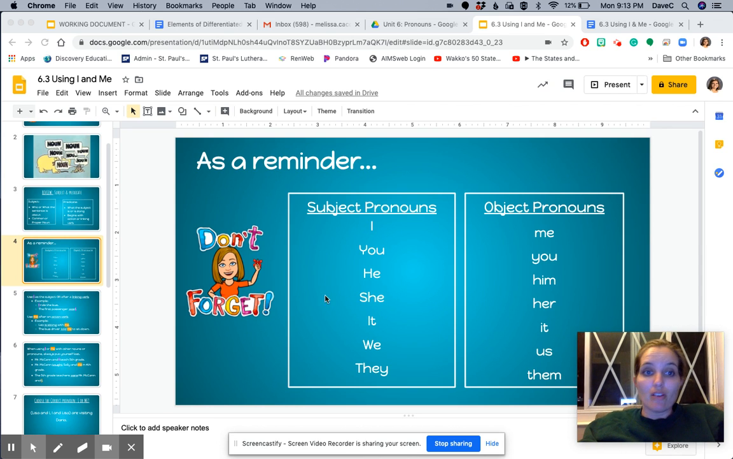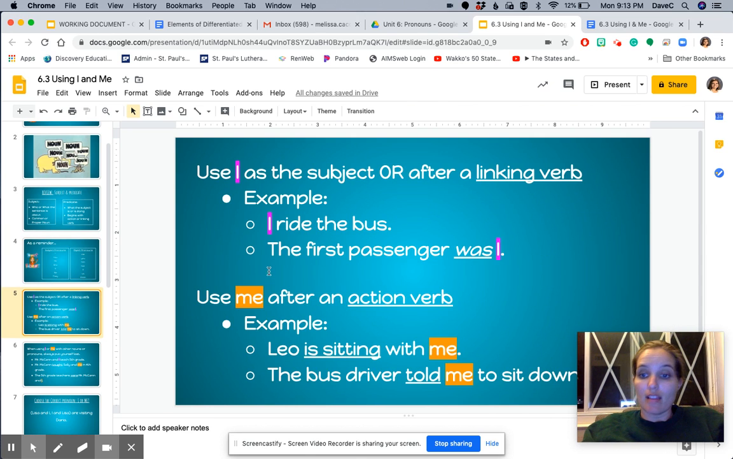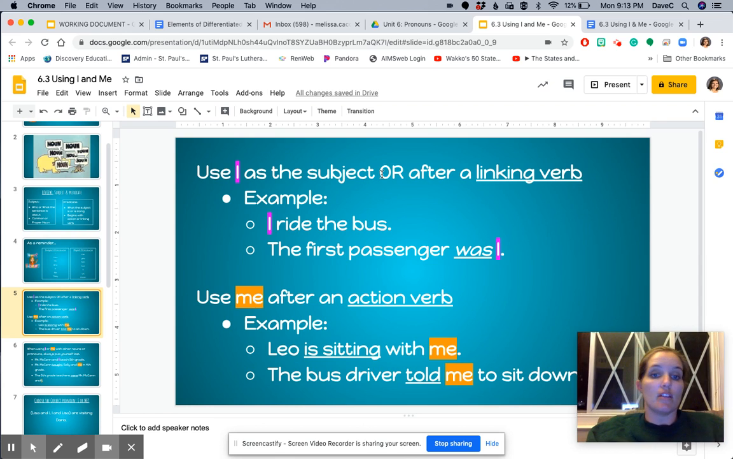We are talking about I and me today, only those two pronouns. I is a subject pronoun, me is an object pronoun. Now, as a refresher, here is what that means. I is used as the subject or after a linking verb. Remember, sometimes our subjects can be at the end of the sentence if there's a linking verb.